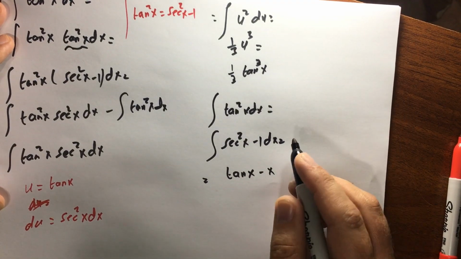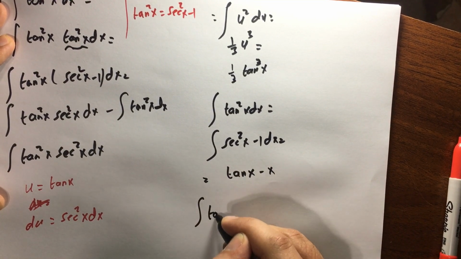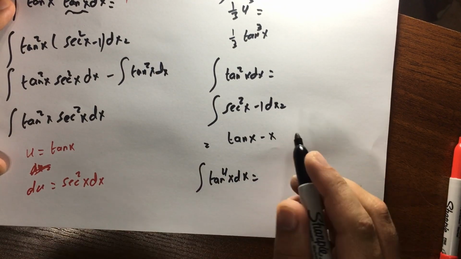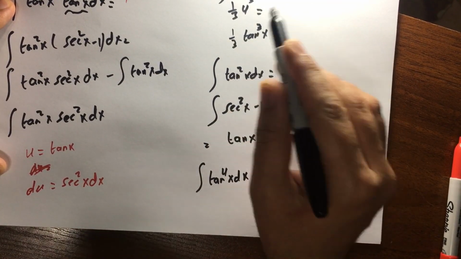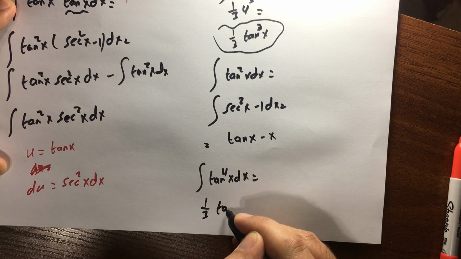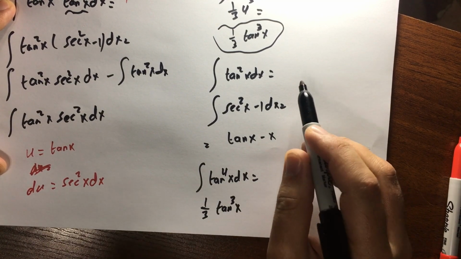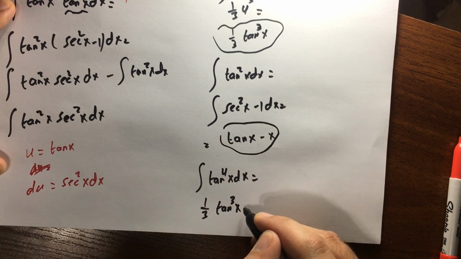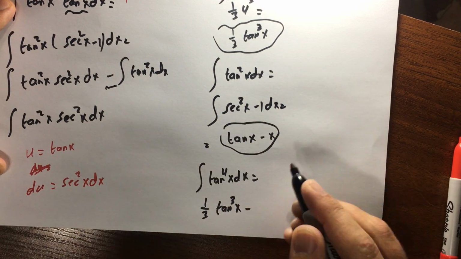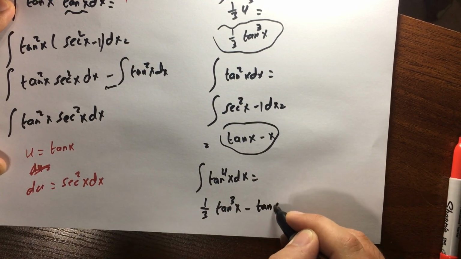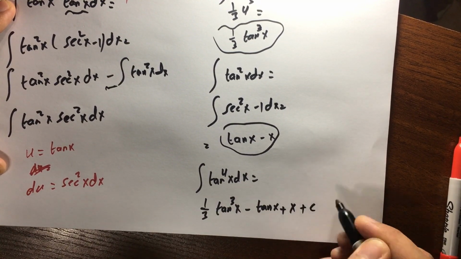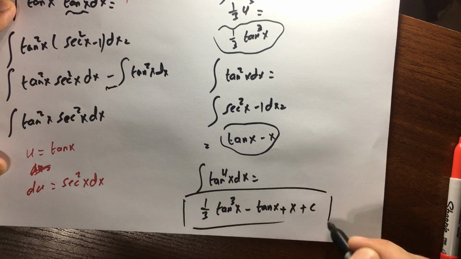So we have our original integral, the integral of tan to the power 4 of x dx, equals the first part, which is 1/3 tan cubed x, and the second part, which is minus, not plus here. So we have this minus tan x, and we have here negative x, so this becomes plus x, and we add the constant c, and this is the final answer.